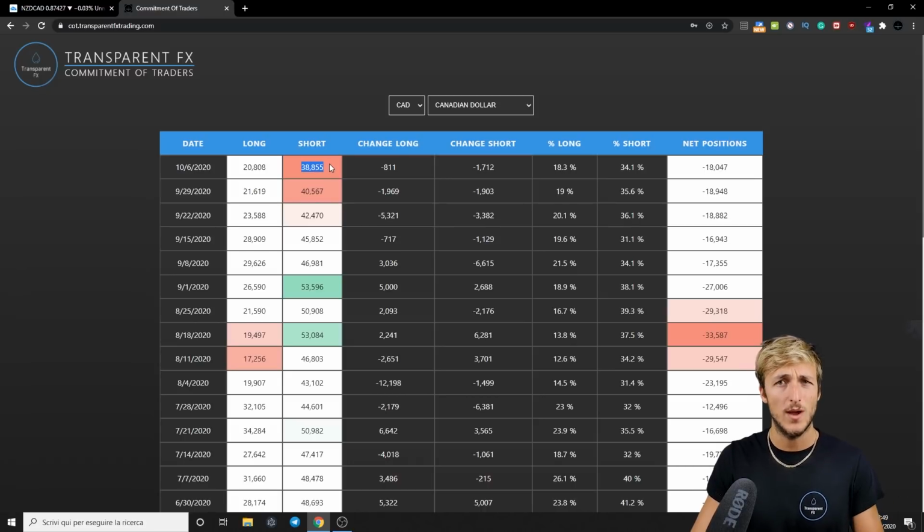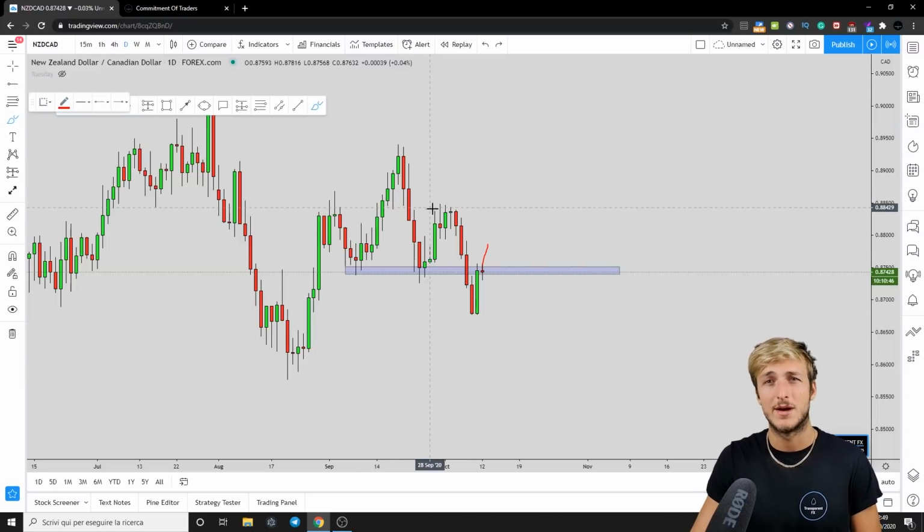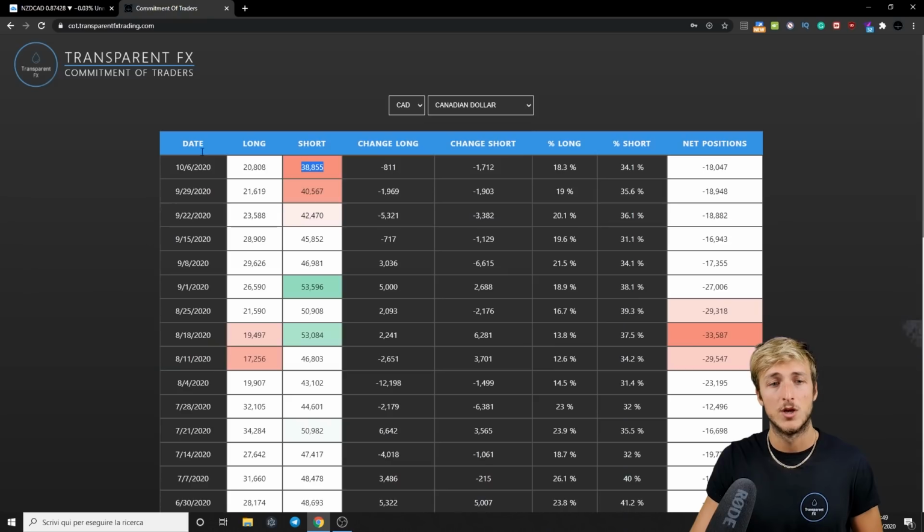However, do we see proper longing on the CAD? No, the strength of the CAD is actually given by these shorts getting closed, because as we can see, longs have not been greatly added. Therefore, a long-term strength of the CAD is possible, but it's not very probable, because otherwise we would have seen proper longing of the CAD, which we are still not seeing.